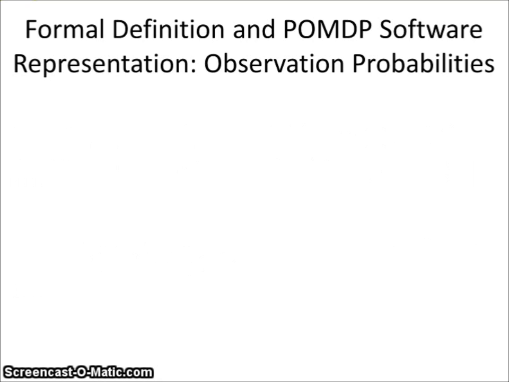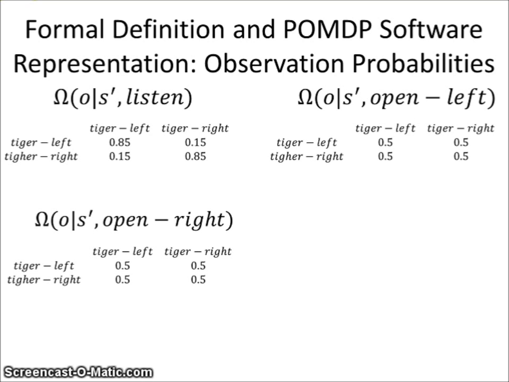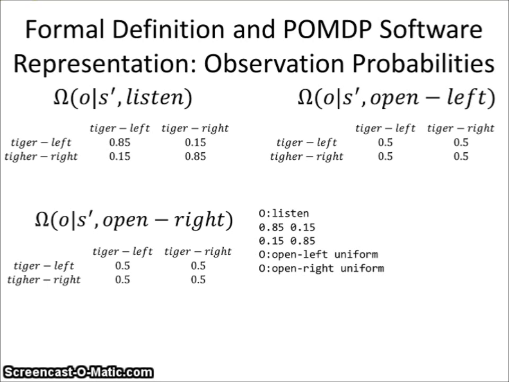So we need the observation probabilities, Omega. Like we said before, if we listen, we either hear the tiger coming from the left or the right, and we have an 85% chance of hearing the tiger behind the door it actually is. If we just open the door, we'll observe the tiger is in either door with a 50% probability. In the software, we're going to write this the same way as the transition probabilities. So for listen, 0.85, 0.15, and open left and open right are uniform.